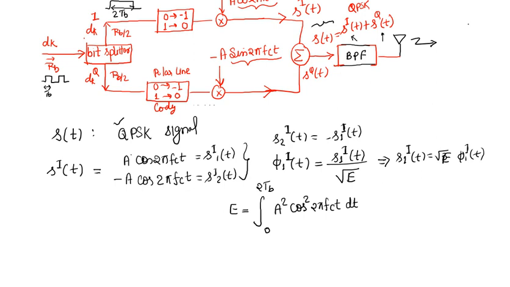And I will just clarify here what the bit splitter does. For example, let us say that dk is 110110. All the 0th, 2nd, 4th, the even-numbered bits, will go to the I channel, and the odd-numbered bits will go to the Q channel, and the duration will become double. Okay.